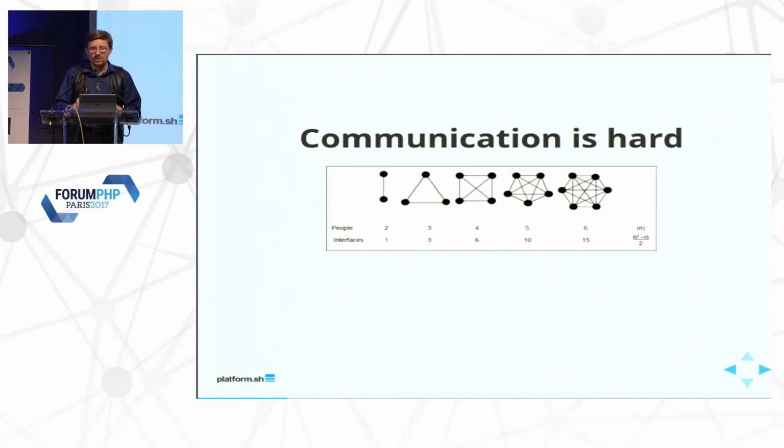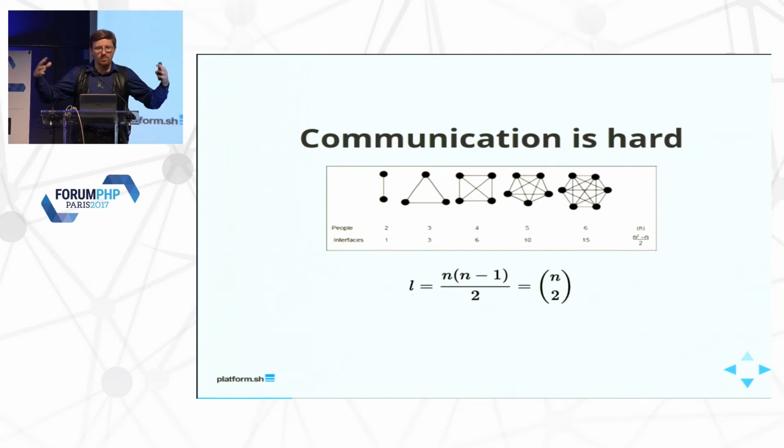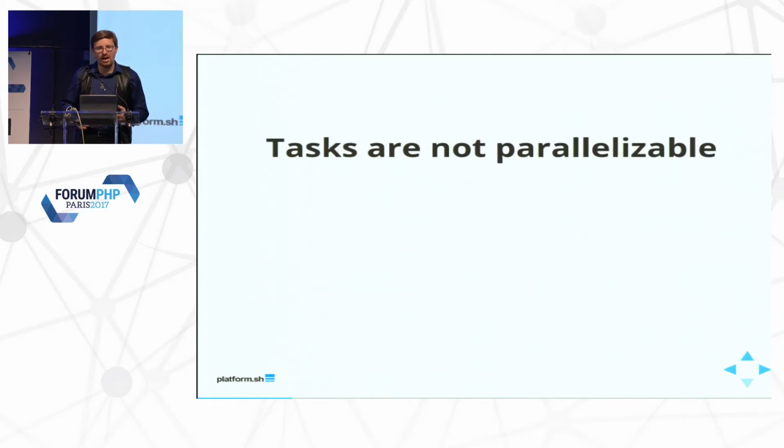Because when you add more people to a team, the number of communication channels goes up faster than the number of people. So you've got two people, we've got one channel. Three people, we've got three channels. Four people, there's six communication channels. Five people, there's 10 communication channels. There's a very simple mathematical series. Don't worry about the math, it doesn't actually matter. Point being, the more people you add, the more people have to talk to each other, and that slows everything down. In part, because most tasks are not parallelizable.